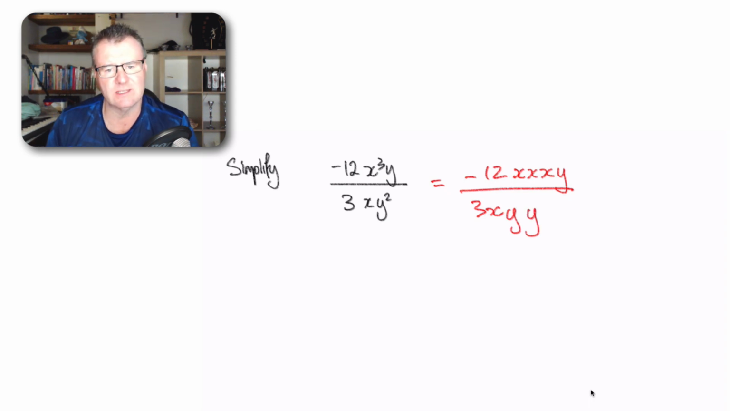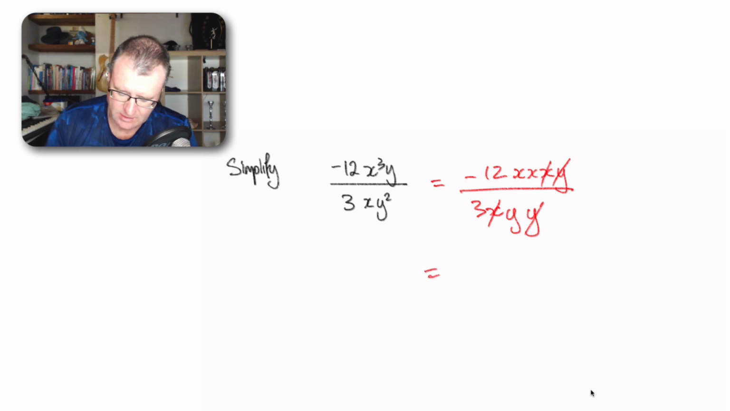And now I can look and see if there's any things that I can easily cancel out. I can see there's a y on the top and the bottom that I could cancel out. And I could see there's 1x from the top and bottom I could cancel out. So what does that leave me with now? Well, it leaves me with minus 12 on the top, plus 2x's, so that's x squared.